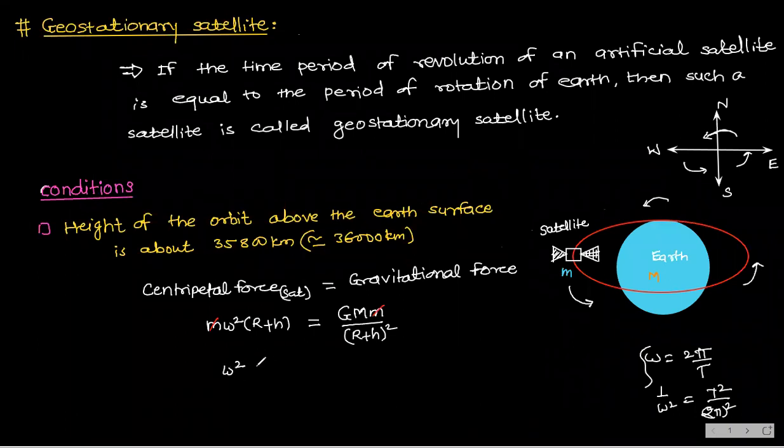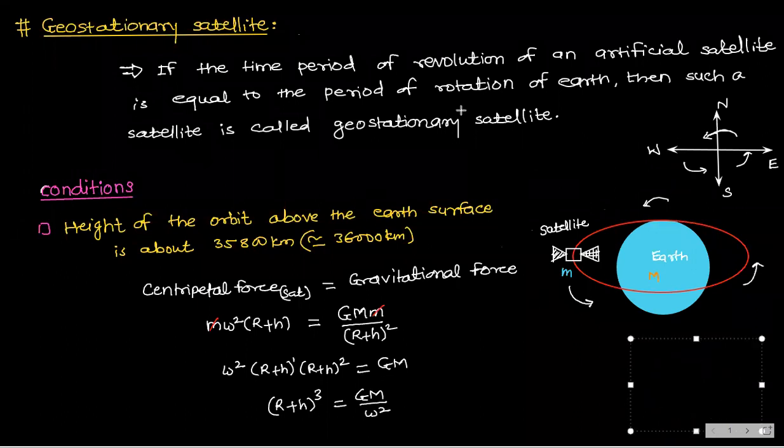Here, omega square, this is (R plus h). Here I am taking (R plus h) whole square is equal to GM here. Now this is power 1, and 1 and 2 make (R plus h) whole cube, is equal to GM by omega square. Now omega is equal to 2 pi by T. Okay.